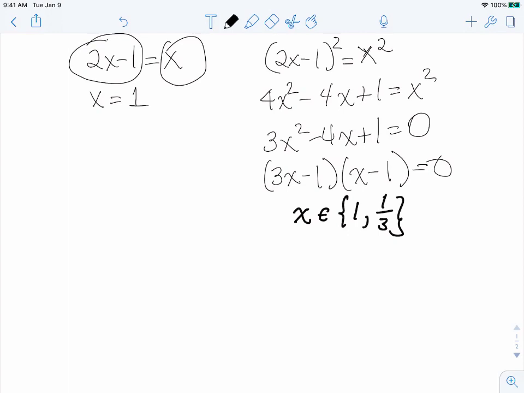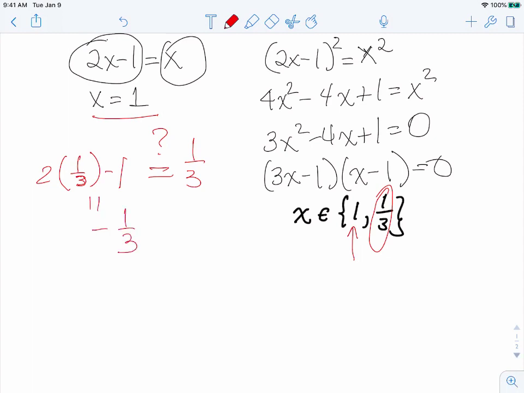Now, notice that one of the solutions matches the x equals 1 solution. Why do we have the 1/3? First of all, does 1/3 work? 2 times 1/3 minus 1. Does that equal 1/3? No, because this equals negative 1/3. So this is not a solution to the original equation.